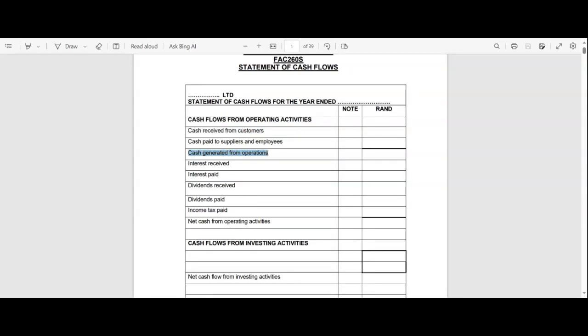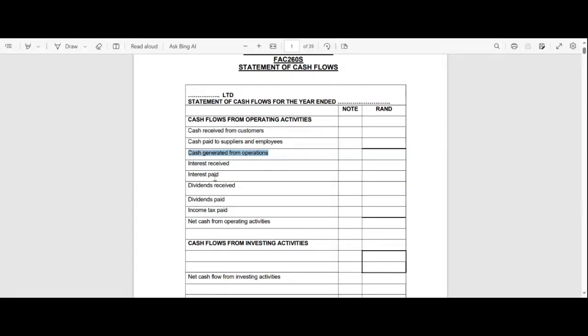Then we've got a possibility of a maximum of 5 other activities that are regarded as operating activities, but they are not part of your operations. In other words, it has nothing to do with your dealings and wheelings with your customers. It has nothing to do with your dealings and wheelings with your suppliers or with your employees, but they are still regarded as operating activities because it's either money received or money paid in the regular course of business.